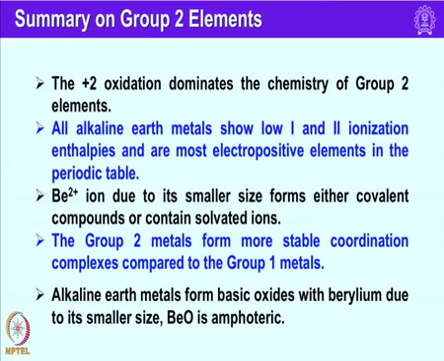The group 2 metals form more stable coordination complexes compared to the group 1 metals, and alkaline earth metals form basic oxides, except beryllium. Beryllium oxide is amphoteric. All alkaline earth metals form basic oxides except beryllium. In case of beryllium, due to its smaller size, BeO acts as an amphoteric oxide, very similar to aluminum oxide.